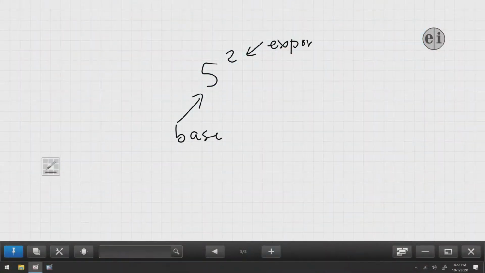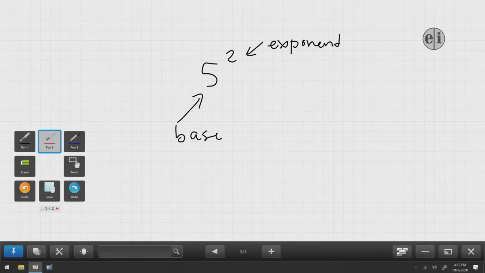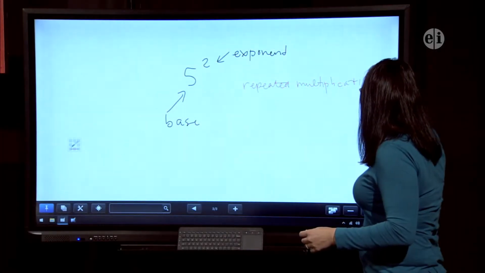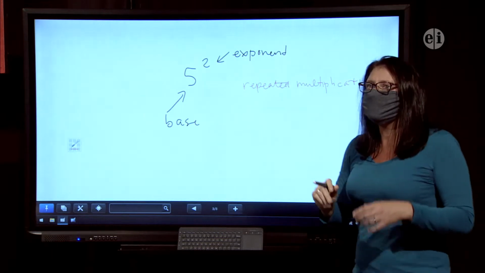Right. And then the whole thing with exponents is that it is literally just repeated multiplication. All right, it's good enough. So that's the big idea.